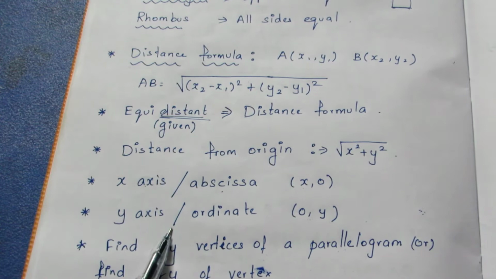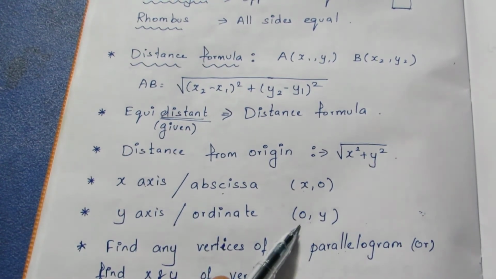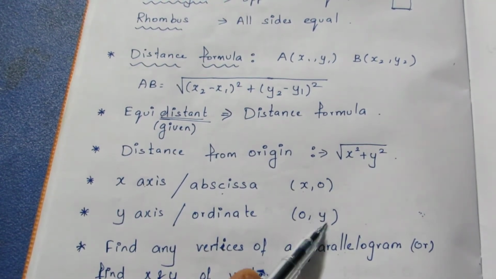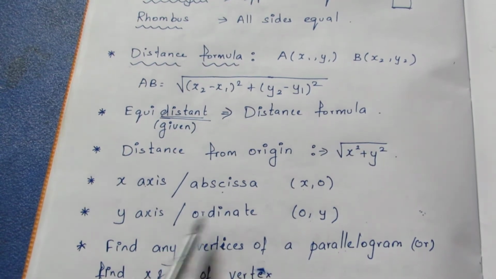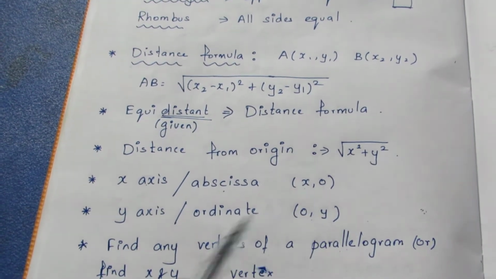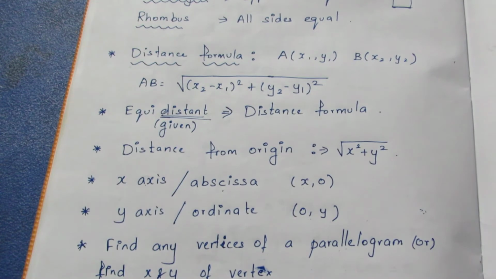Same way, if y-axis or ordinate is given, we need to take the point to be 0 comma y. Here x is 0 and so y will be there. So 0 comma y for y-axis. Remember, x-coordinate is also called abscissa and y-coordinate is also called ordinate.